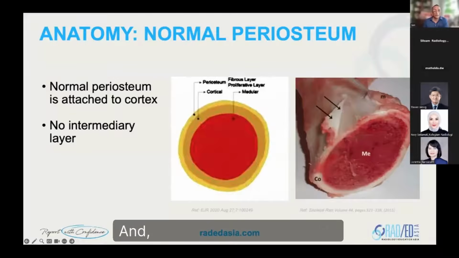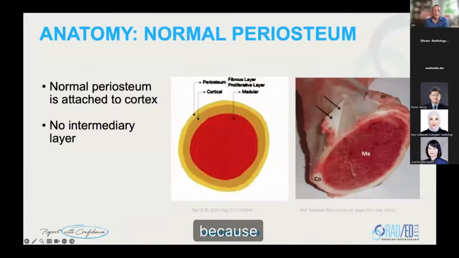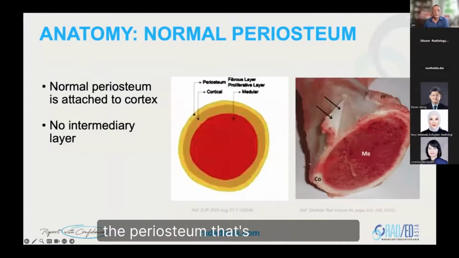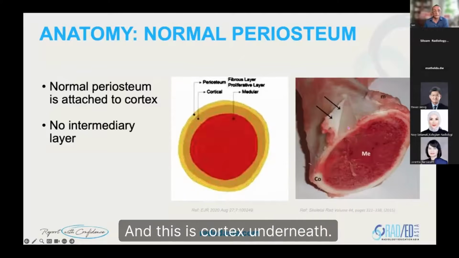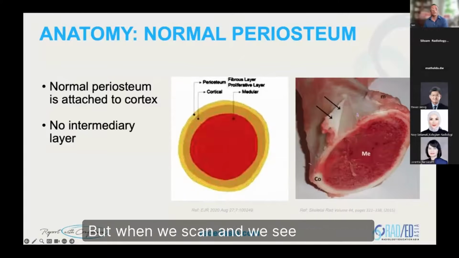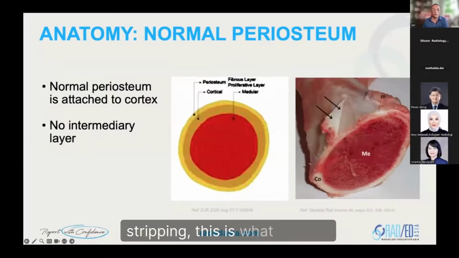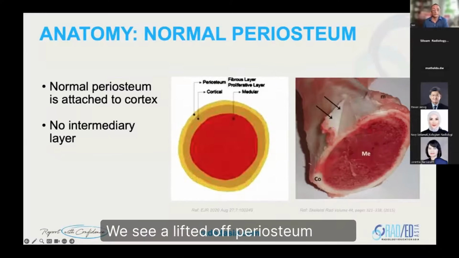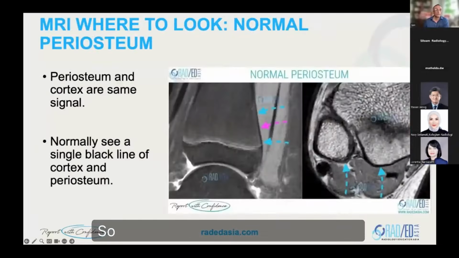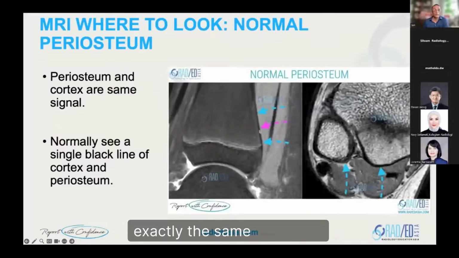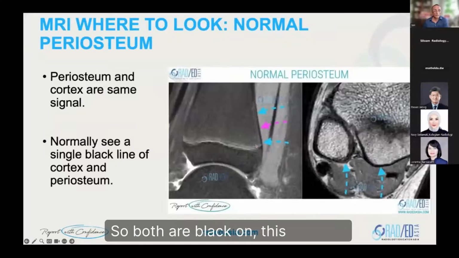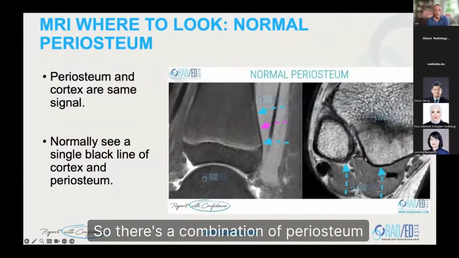This is a really lovely image, because it shows the periosteum that's been lifted off. They've cut it, lifted it off and reflected it, and this is cortex underneath. When we scan and we see periosteal stripping, this is what we see: a lifted off periosteum and cortex underneath it. The signal that we see reflects this. Normal periosteum on MRI, you can't see it because the signal is exactly the same as cortex. Both are black on this PD fat set, so there's a combination of periosteum and cortex here.